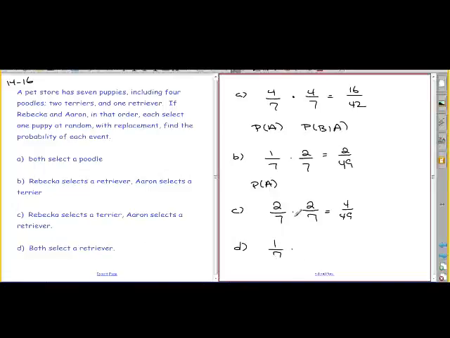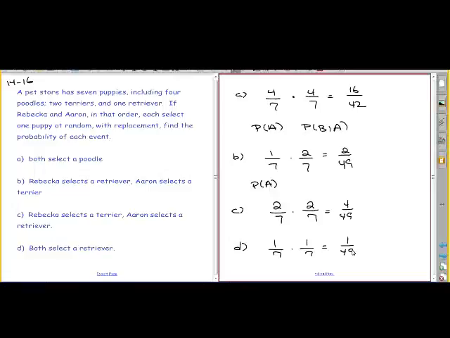In the case of the retriever, before we had the second choice, we didn't have any retrievers left, but now we do. So the probability of picking a retriever is the same, whether it's Rebecca or Aaron, because they still have the same total number of choices and the same sub-choices. So this one ends up being 1 out of 49.